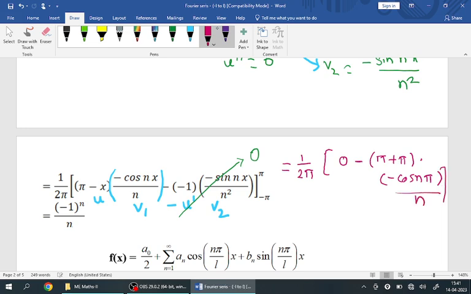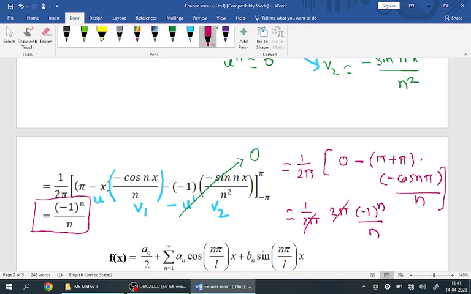So these are the terms that we left. You will observe this 1 by 2 pi, and remember this is a minus sign and this is a minus sign. This minus minus is plus, and this pi plus pi is 2 pi. What is cos n pi? Cos n pi is minus 1 raised to n upon n. So these two terms get cancelled and we are left with only minus 1 raised to n upon n. That is the value for bn.